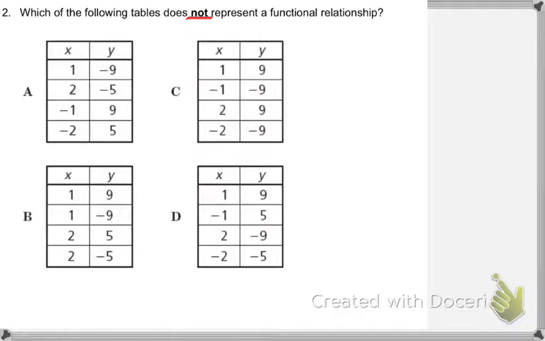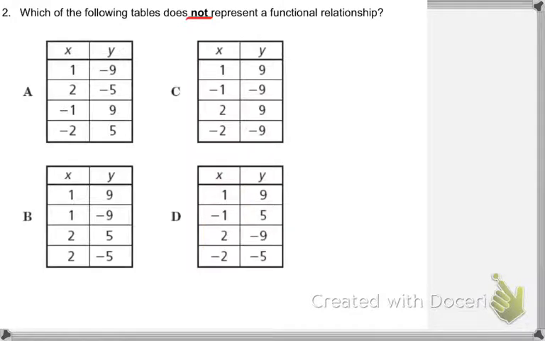So I may have already given away the answer to this question, but let's talk about number 2 first. Which of the following tables does not represent a functional relationship? Now remember what I said. Every input can only have one output. So the fast way to do this is look for any repeats of inputs. So I see 1, -1, 2, -2. No repeats. So that means it doesn't mention anything about 1 giving us something else.